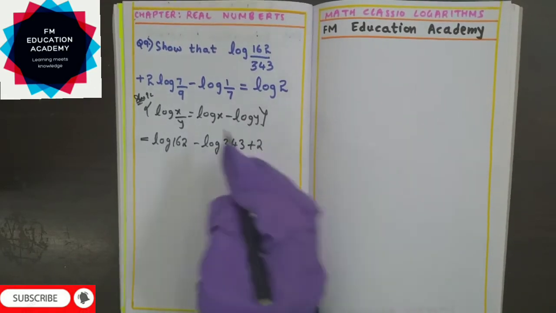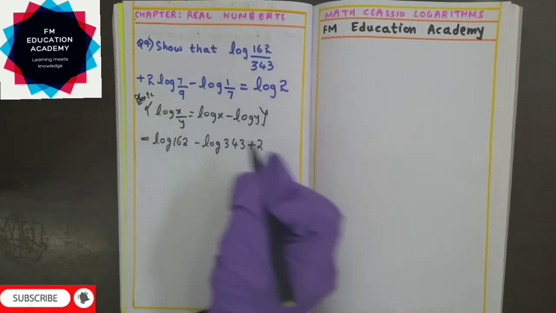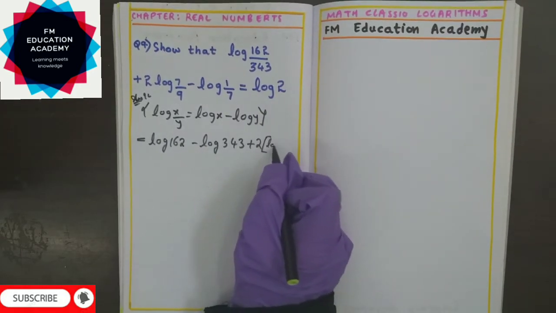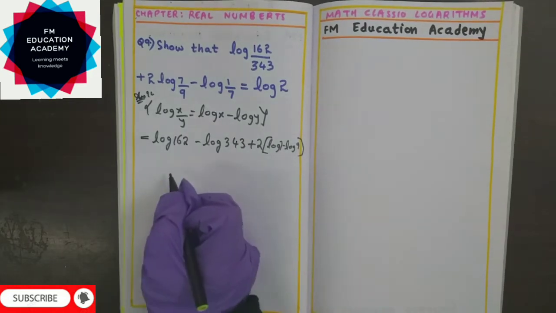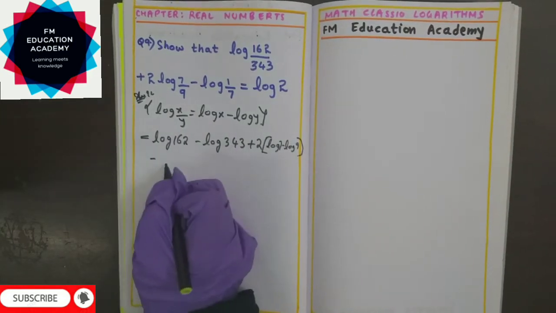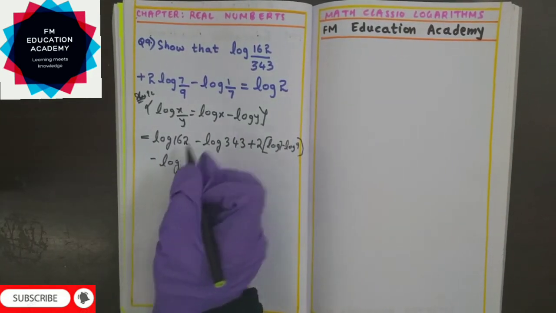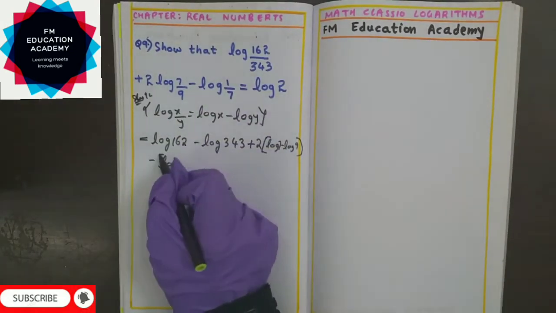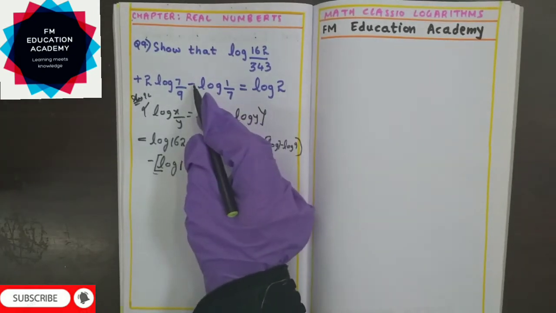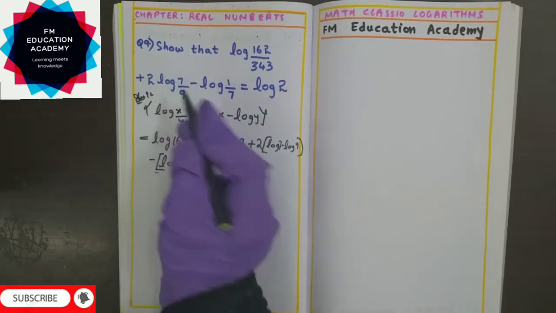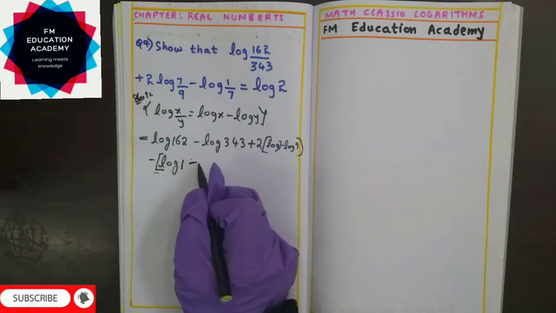plus 2 into, now this 2 belongs to 7 as well as 9. So we'll open the bracket, log 7 minus log 9 minus log 1. Now this minus again belongs to 1 as well as 7. So I'll open the bracket here. 1, we should be very careful and open the bracket if minus is there or if any number is there before the whole term, plus minus log 7.